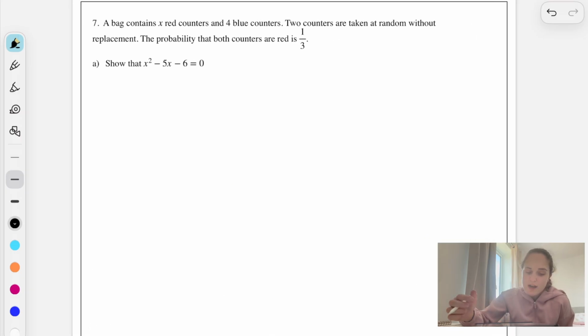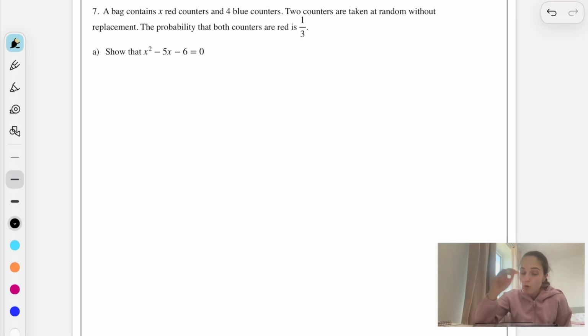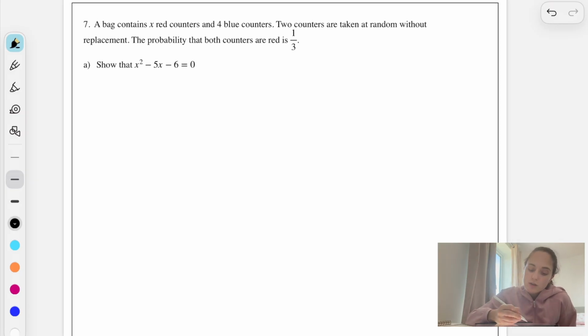This last question here, we have a bag contains x red counters and 4 blue counters. 2 counters are taken at random without replacement, and the probability that both counters are red is 1 over 3. We need to show that x squared minus 5x minus 6 equals 0. So it's a bit of a different question, but it's a probability equation this time. So I'm going to draw out the tree diagram.